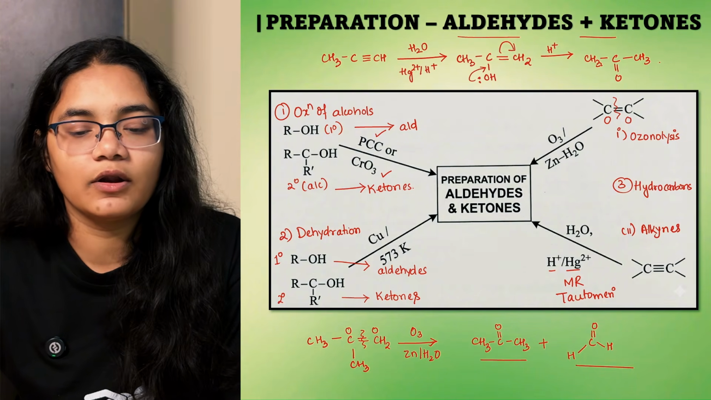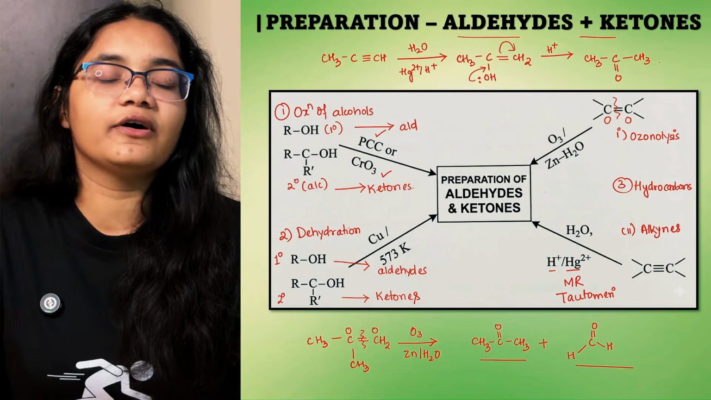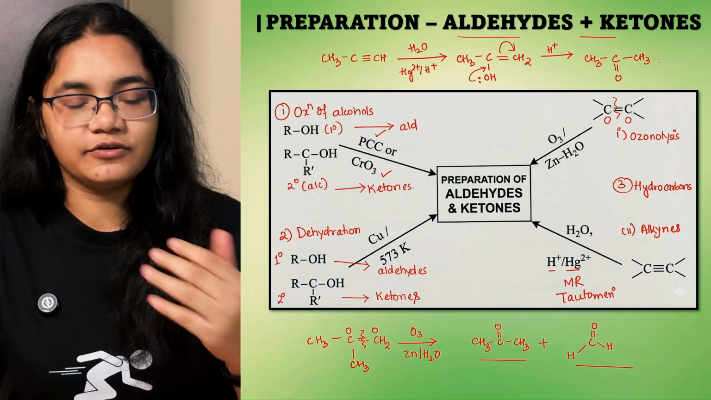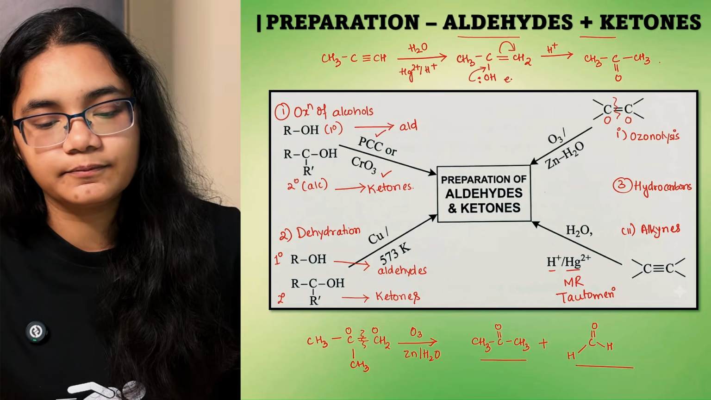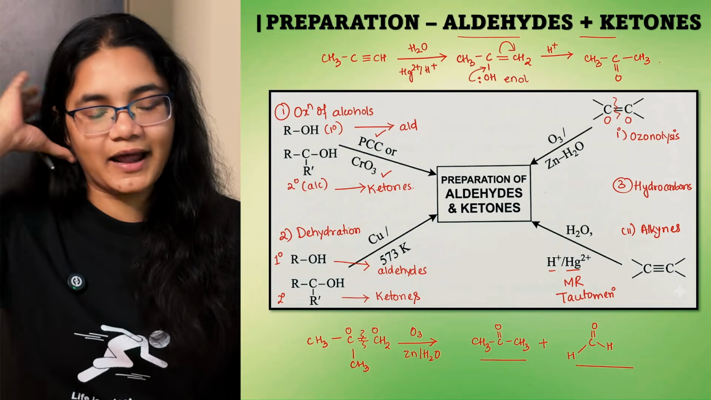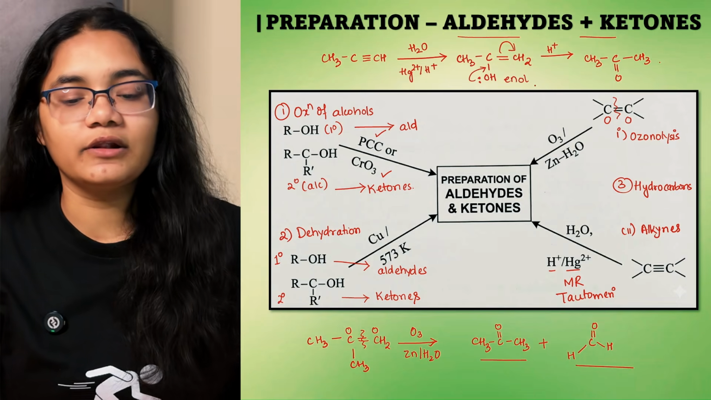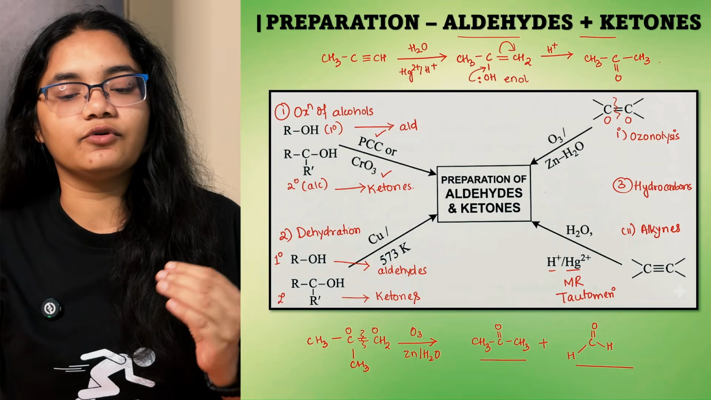Okay, so this is all about how the addition of Hg2 plus and water to a triple bond, that is to alkynes, first gives you something called an enol. Now this enol then undergoes tautomerization to give you acetone.